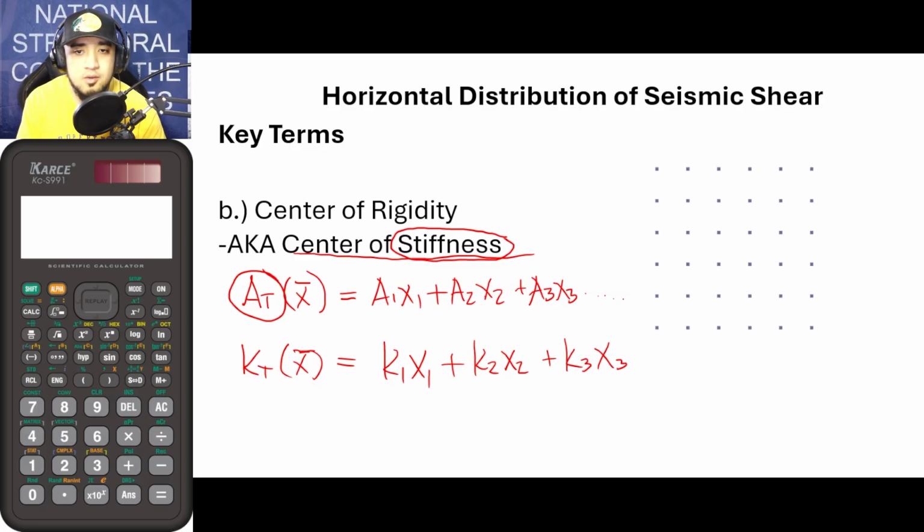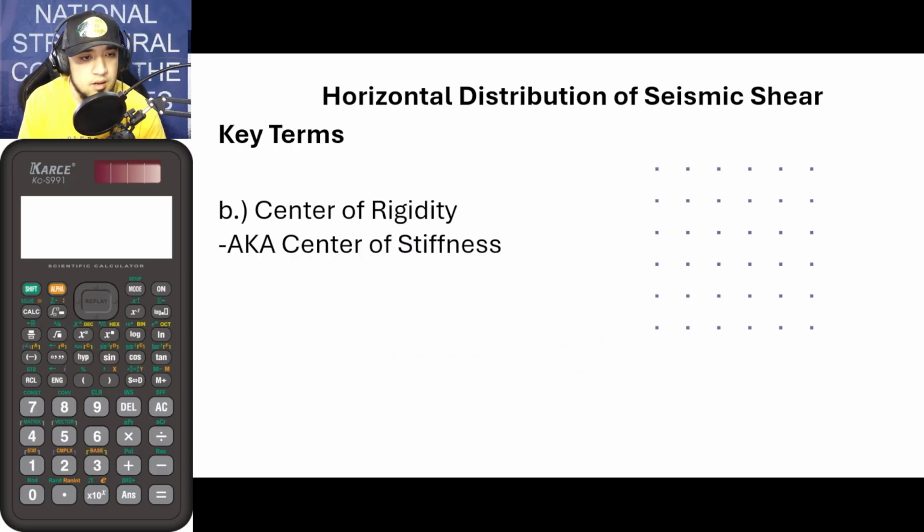But take note here, guys. Let me just emphasize here. Let me just clear this up and rewrite our formula here. So again, kt times bar x is equal to k1 x1 plus k2 x2 plus k3 x3, and so on and so forth.